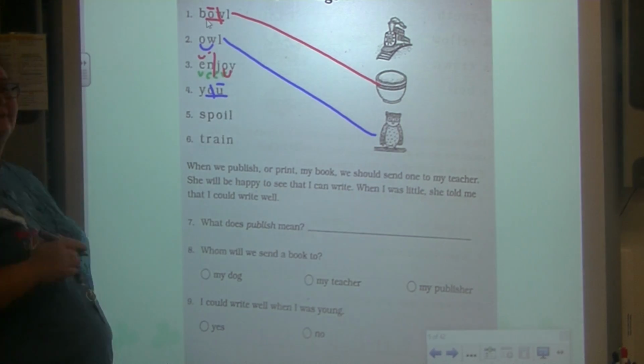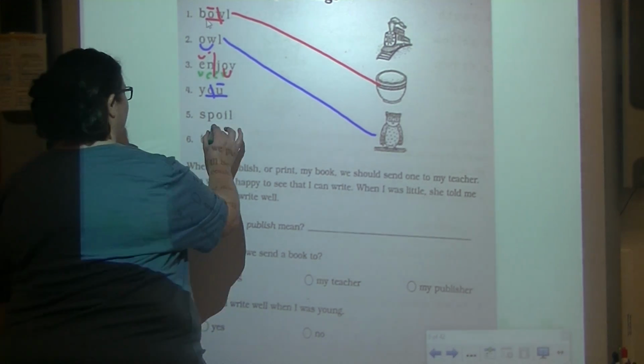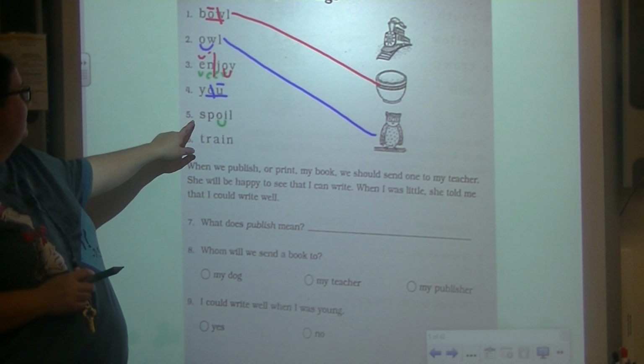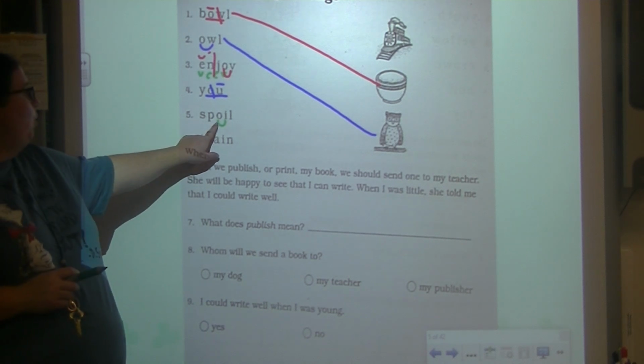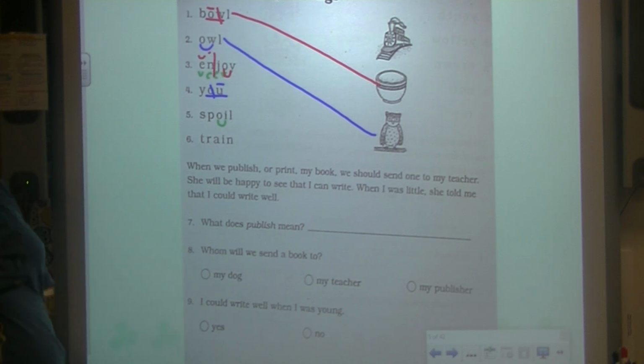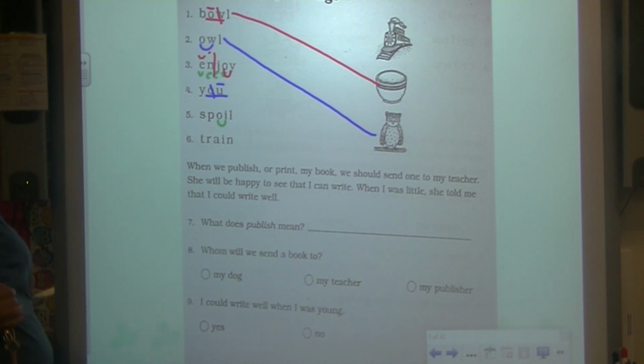What do we have? O-I. We just spelled this word. Sound it out. Oil. Spoil. What word? Spoil.